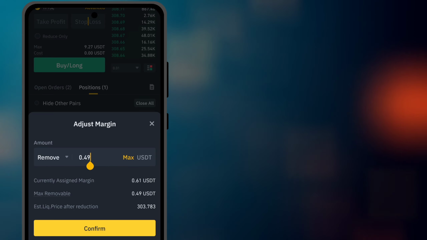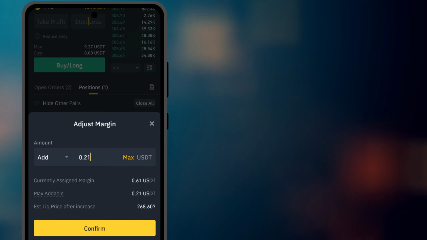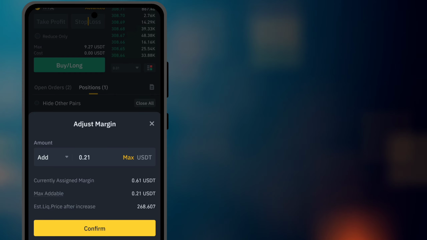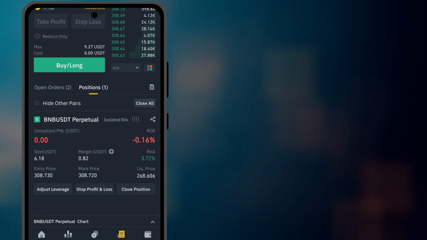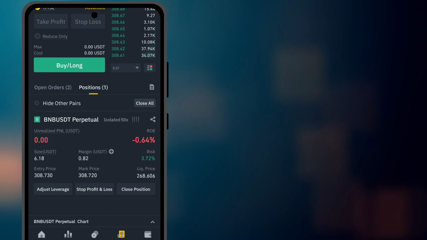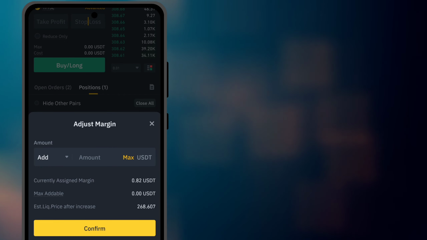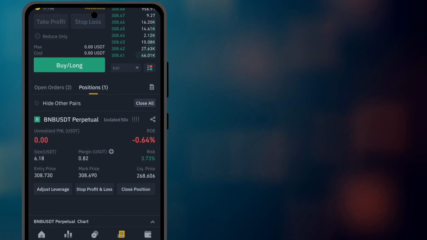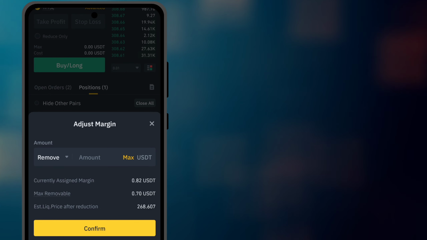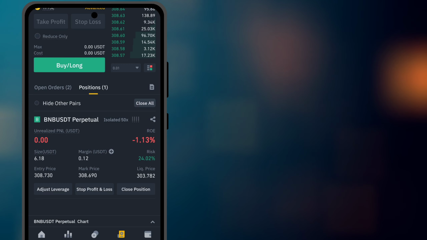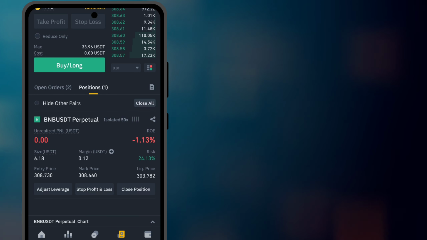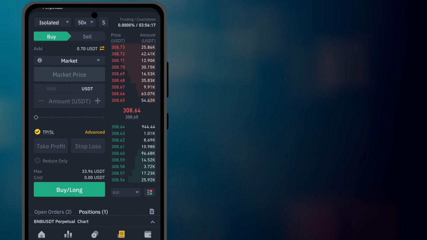So if I want to add money, I can add more money from my futures wallet to this trade. When I click it, you're able to see that my margin will go up from 6.1 to 8.2. So that is it. If I want to remove money, I click on it, then click remove, then enter the amount I want to remove. Then that is it. I remove my money, and you can see that my margin is now smaller because I use isolated. But if I'm using cross margin, I will not see this functionality.